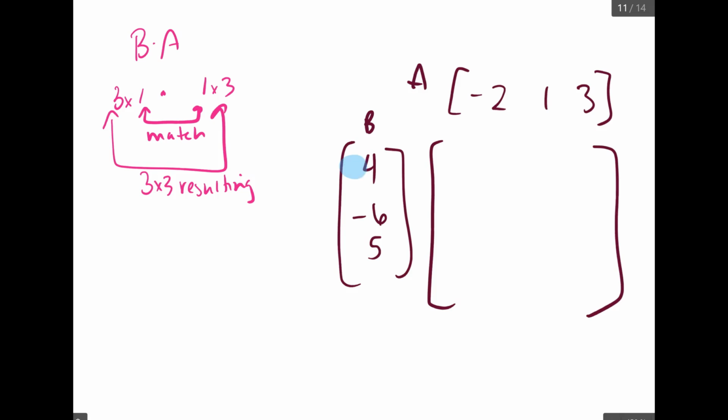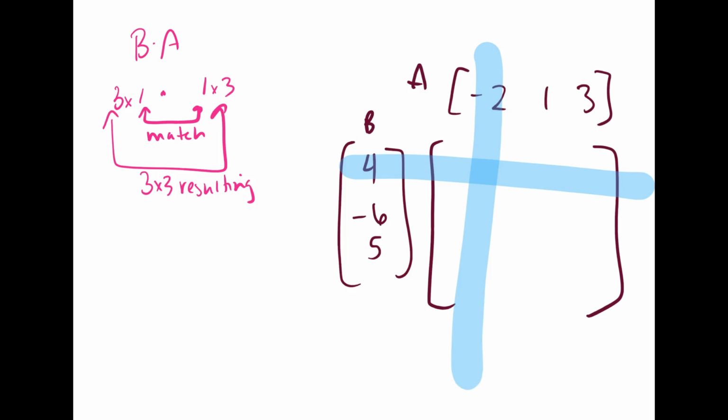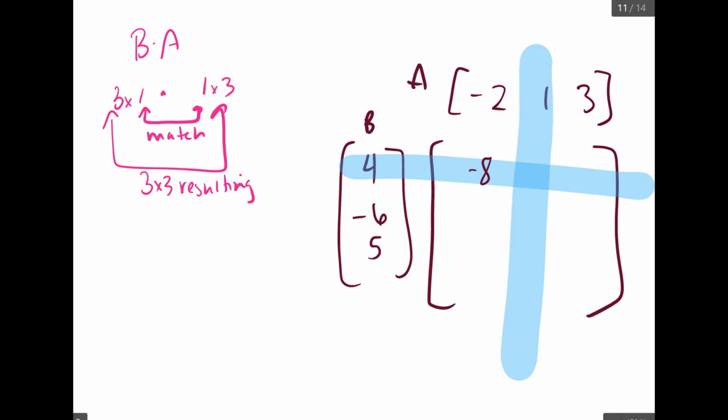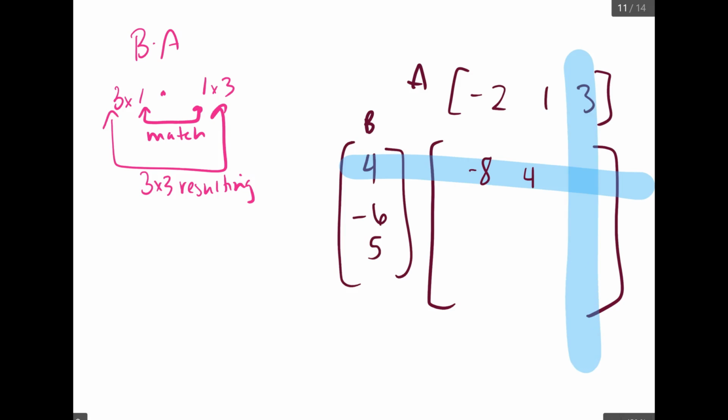Okay, so let's start right here with my first number. What do I multiply? What's 4 times -2? -8. Okay. Let's do this one. What's 4 times 1? 4. Let's do the last one. 3 times 4. Do you see a pattern?